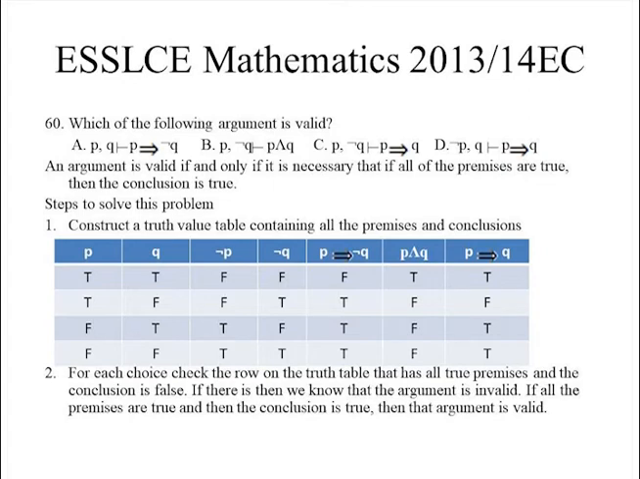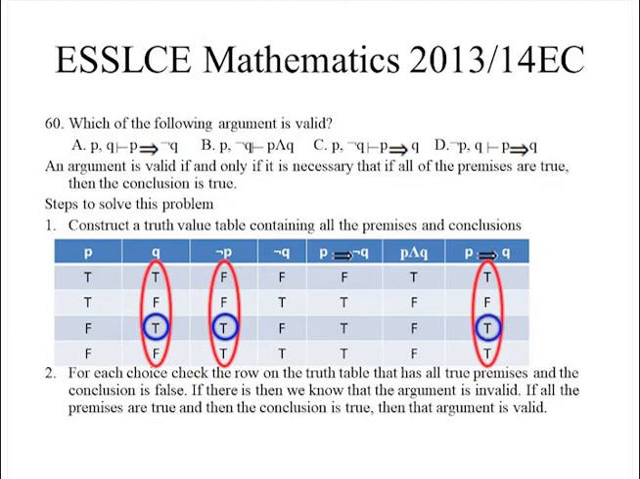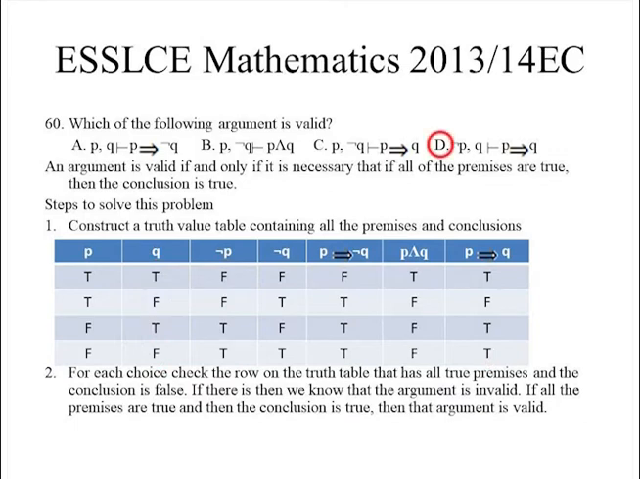Choice D, negation of P, Q yields P implies Q. In this case, we will compare second, third, and seventh column. Second and third columns are true only at the third row, and the third row of the seventh column is true, meaning the premises are true and the conclusion is true, so the argument is valid. The only valid argument is choice D, so the correct answer is choice D.